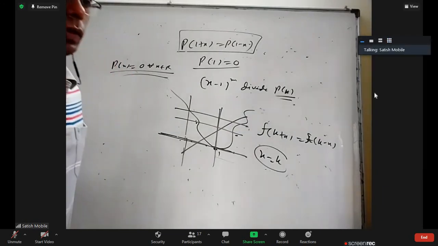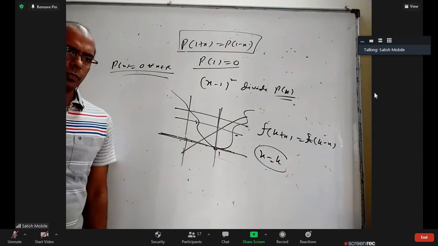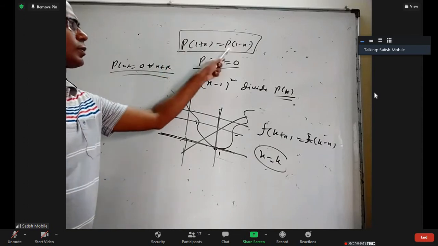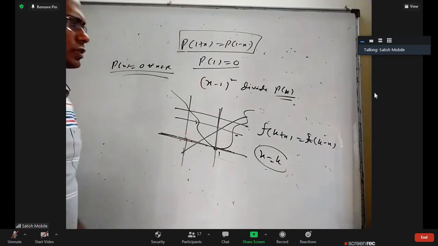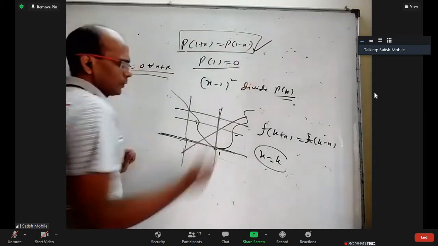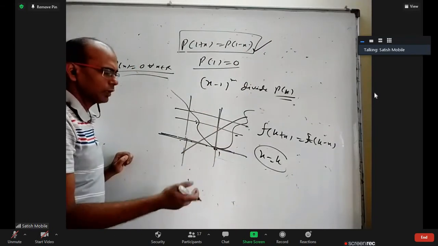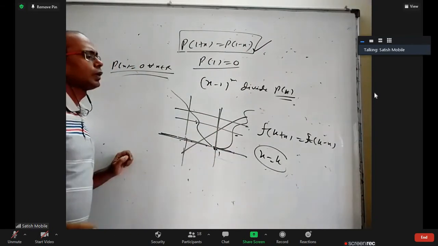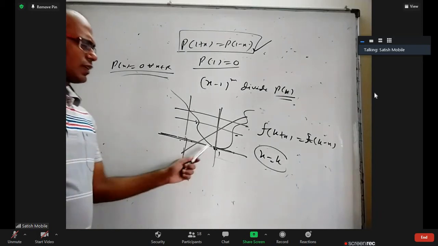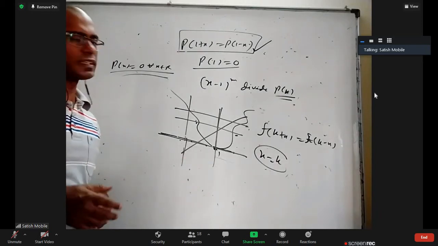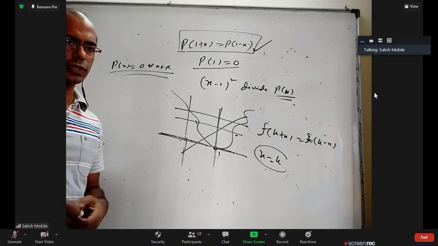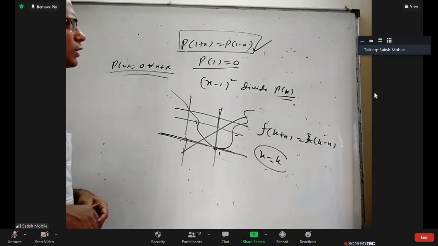Okay. So p of 1 plus x equal to p of 1 minus x and p of 1 equal to 0 is given. Only from this I am saying the graph should be symmetrical about the line x equal to 1. And actually this kind of symmetry is possible only when it is an even degree polynomial. An odd degree polynomial is actually not possible. I think I should say that.